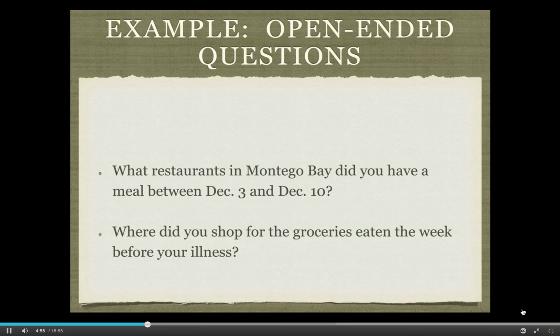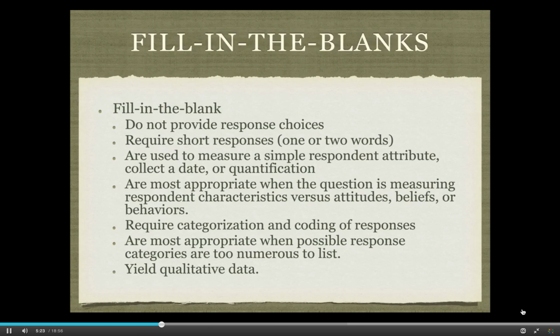An example of an open-ended question would be, what restaurants in Montego Bay, and this is a very big tourist attraction in Jamaica, did you have a meal at between December 3 and December 10? Where did you shop for groceries eaten the week before your illness? These are open-ended questions that the participant can give a myriad of responses to.